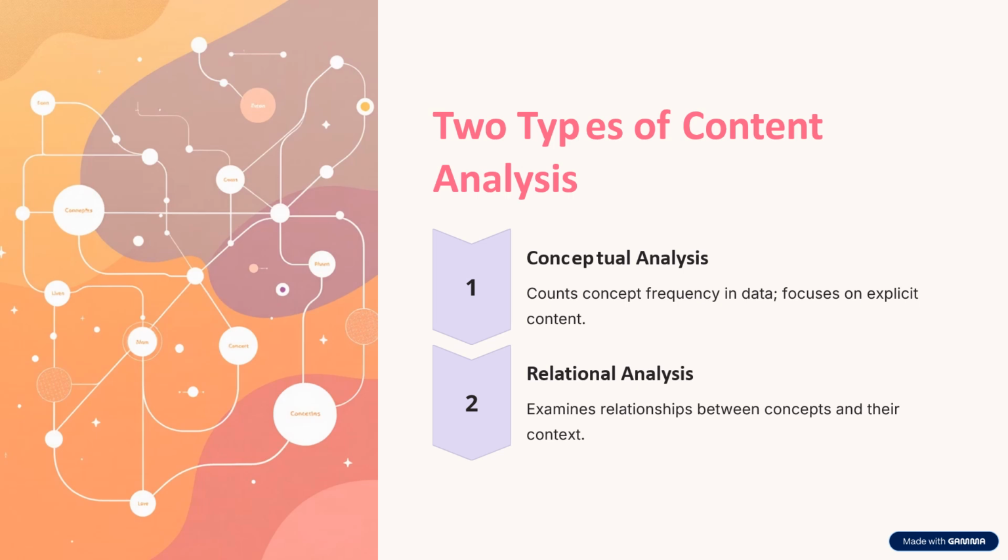There are two types of content analysis: conceptual analysis and relational analysis. Conceptual analysis focuses on the number of times a concept occurs in a set of data and is generally focused on explicit data. Relational content analysis has a different focus than conceptual content analysis. Instead of looking at the numbers, it assesses the relationships between different concepts as well as how they are connected and the context in which they appear.